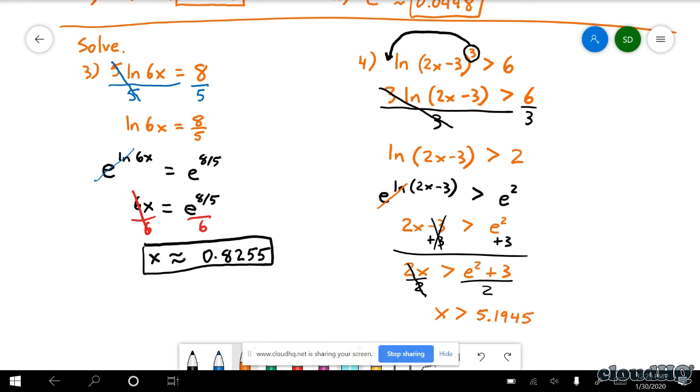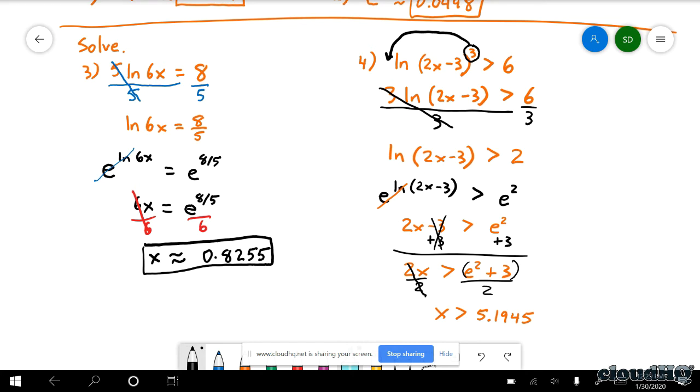I get x is greater than 5.1945. If you didn't get that number, make sure that maybe you put parentheses around your numerator. You can do parentheses e squared plus 3, close the parentheses, then divide by 2. But you should get 5.1945.